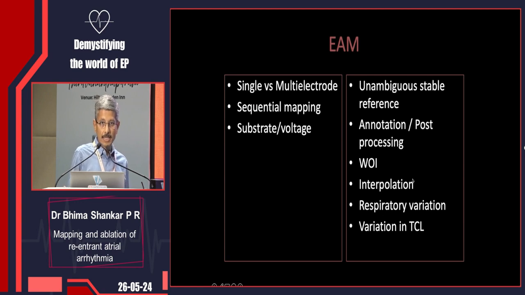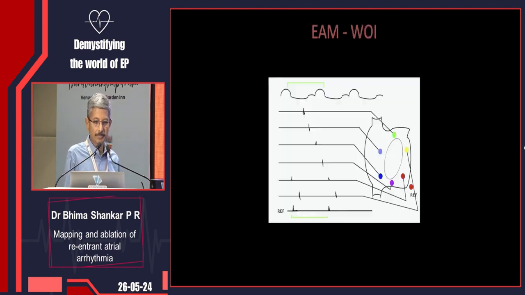When there is a variation in the tachycardia cycle, which can happen primarily in LA flutters, you need to remap or have mechanisms to understand it. You need to be cognizant of this thing that can happen. I'll spend a while on the window of interest.